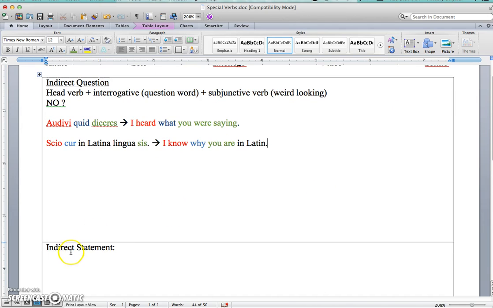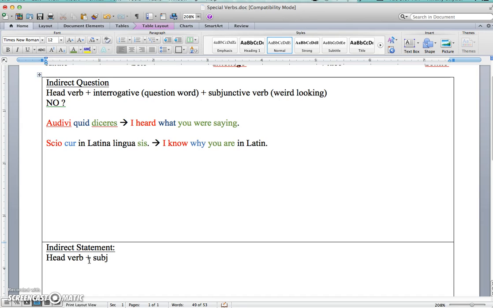We're going to very quickly go over indirect statement because we spent the last chapter doing indirect statement, so we don't really need to do that as thoroughly. But watch, it'll probably take me another 5 minutes to do that. So here we have a head verb. That's how we're starting again.